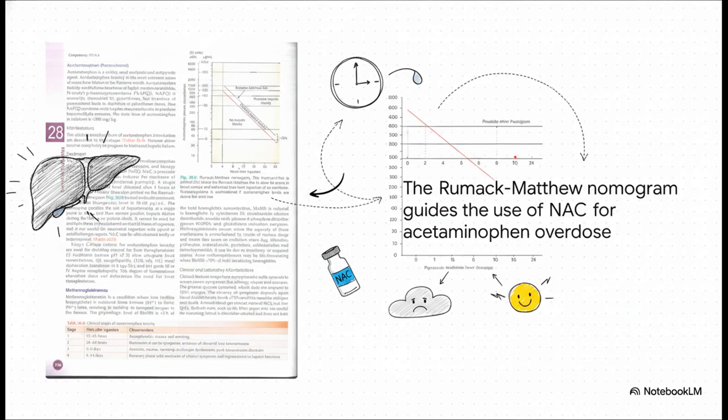Another incredibly common one you'll be tested on is paracetamol or acetaminophen poisoning. For this, we have a very specific tool, the Rumack-Matthew nomogram. Here's how it works. You have to get a blood sample at least 4 hours after the kid took the pills. Then you plot that paracetamol level against the time since they took it. If that point lands above the treatment line on this graph, you have to give the antidote, N-acetylcysteine, or NAC. This is what prevents that devastating liver damage.